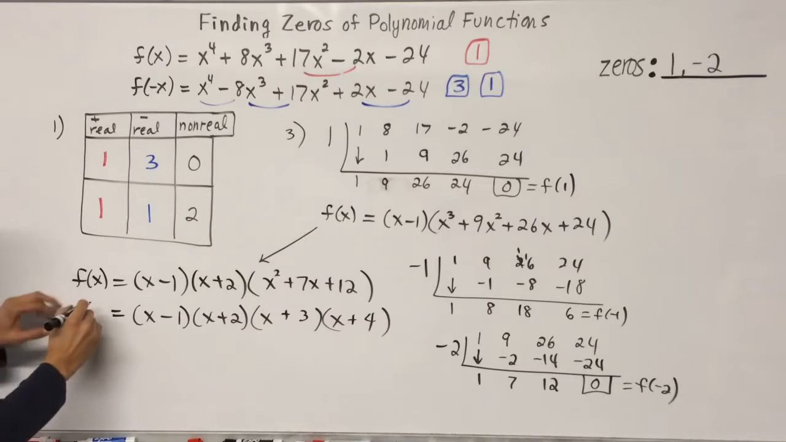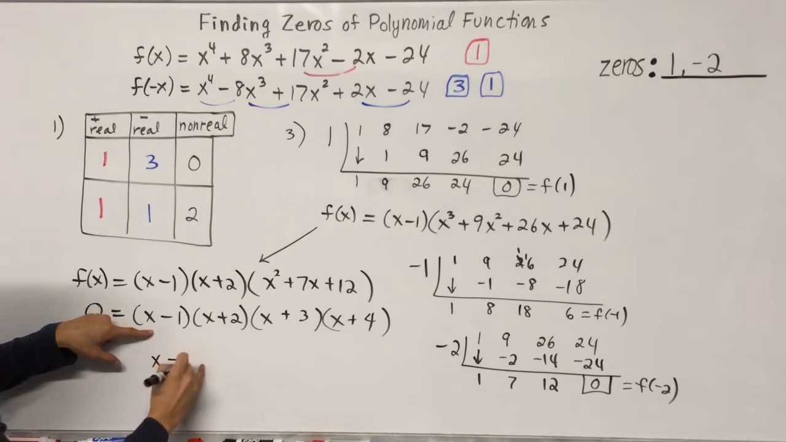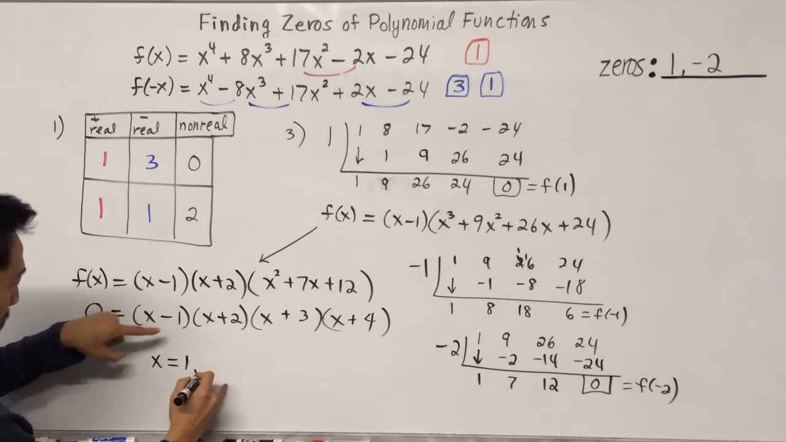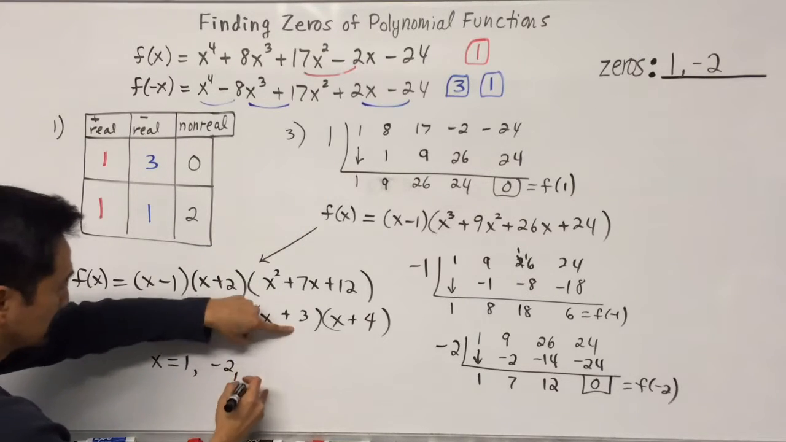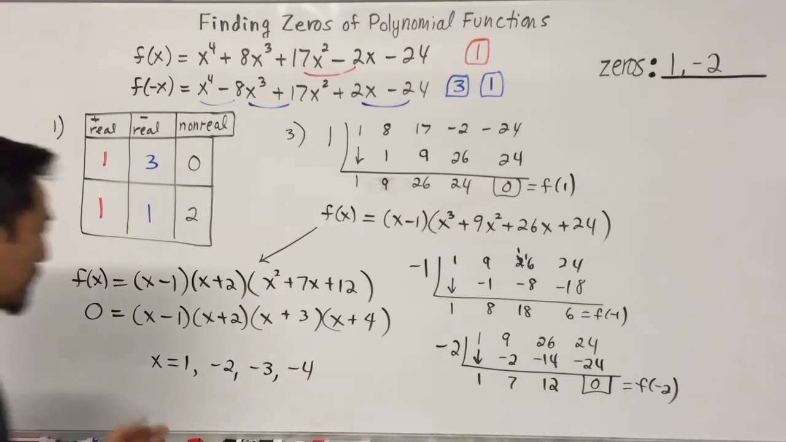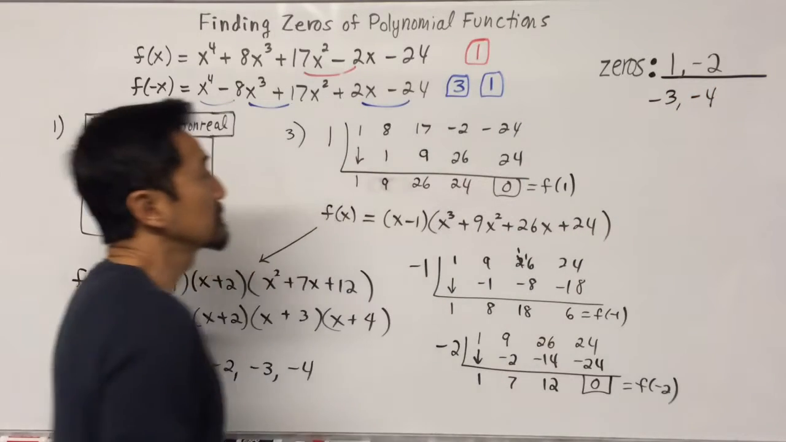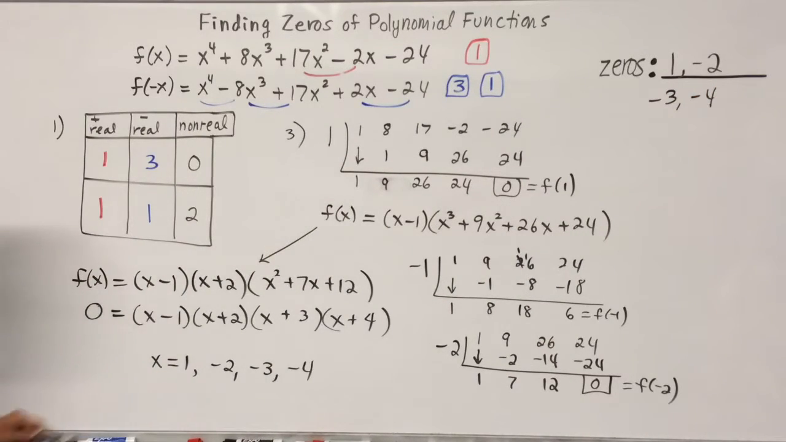And then setting the function f to 0 already gives me the zeros that we found earlier. 1, -2, -3, and this will produce a -4. Okay? And there we are done. We have found the 4 zeros of f of x.